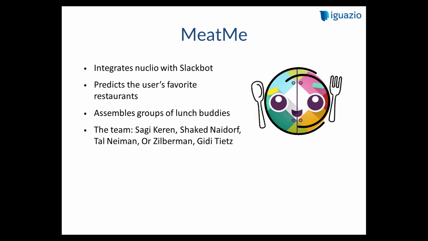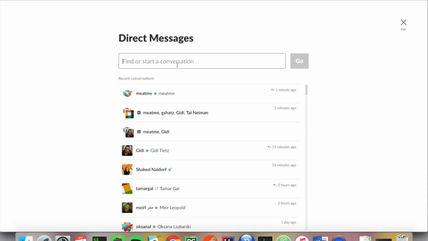Today I will present a demo from an internal hackathon that integrates Nuclio with Slackbot to predict and recommend restaurants and to bring peers together for lunch.